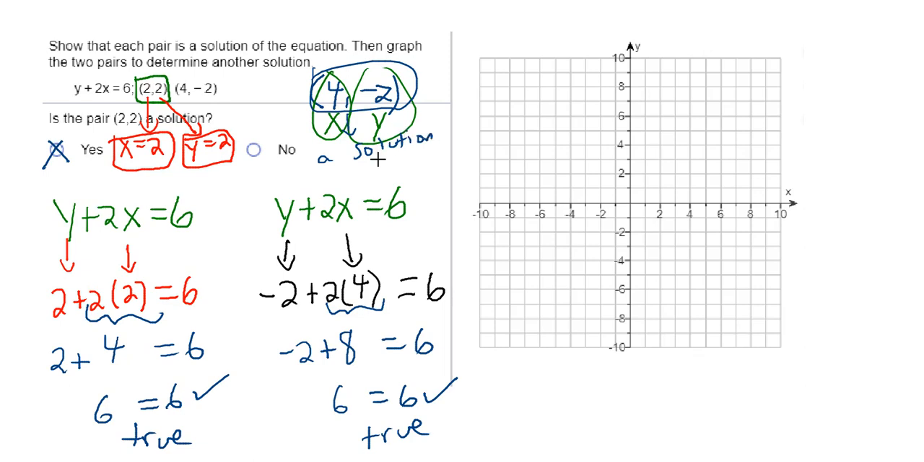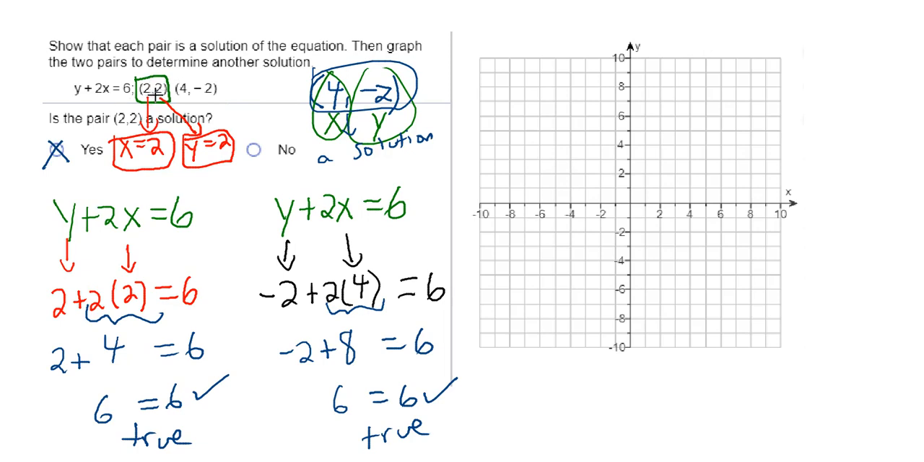So what they want us to do is to take these solutions to the equation that happen to be ordered pairs, an x value and a y value, and plot them as points on the Cartesian coordinate system. Points on the Cartesian coordinate system are also ordered pairs, an x value and a y value.